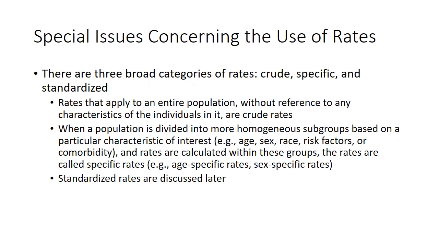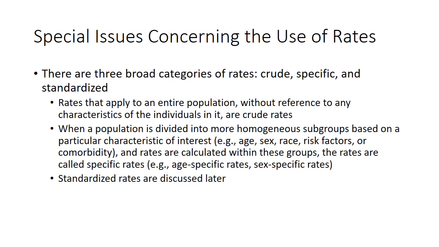Another thing to be considerate of when you're looking at rates is three subcategories of them. There's crude, specific, and standardized. When we apply rates to an entire population, without any reference for the characteristics of the individuals in it, so say you're looking at the whole U.S. population, we consider this to be a crude rate.